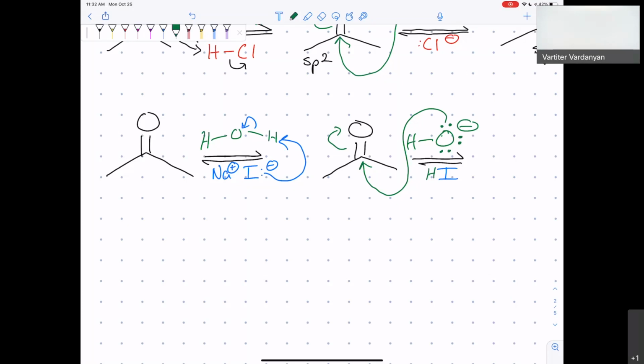Good question. So the reason we can't call it a backside attack is because that carbonyl is flat. So it's going to be like a planar attack. And that's also why we don't really talk about stereochemistry, because it's always going to be like 50-50.